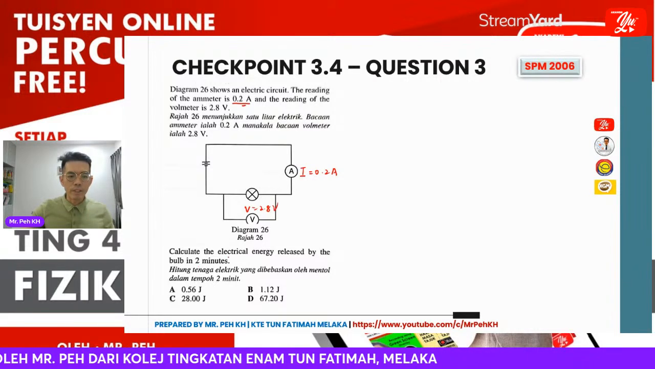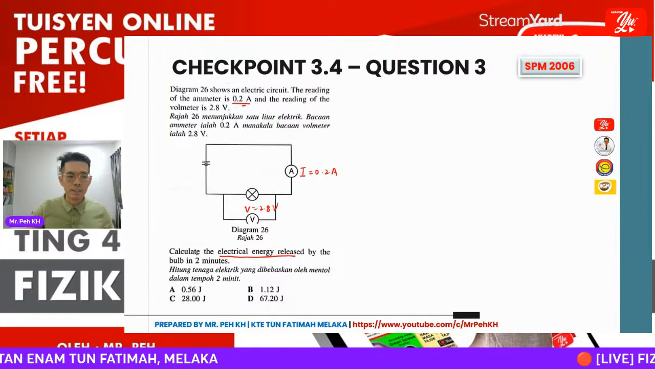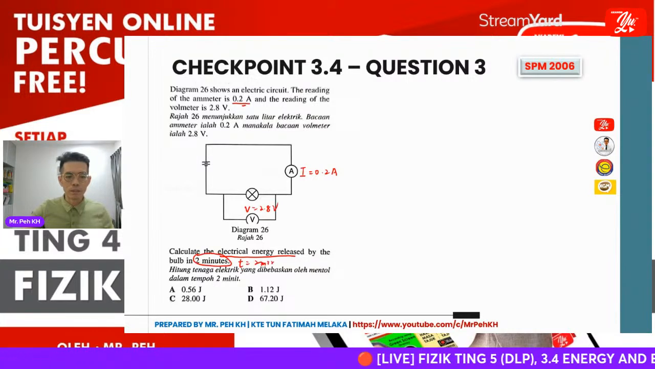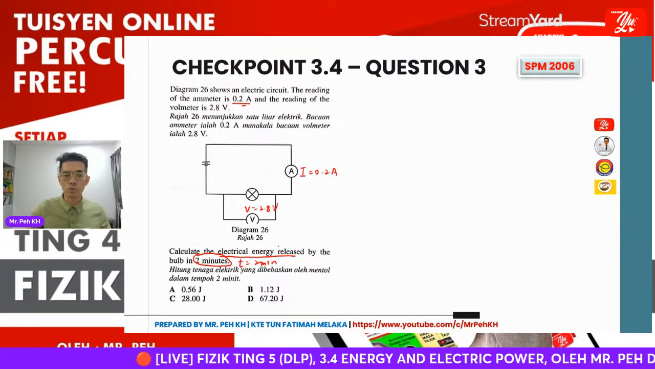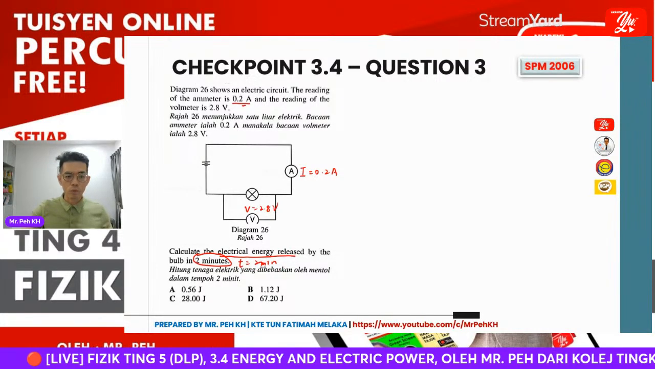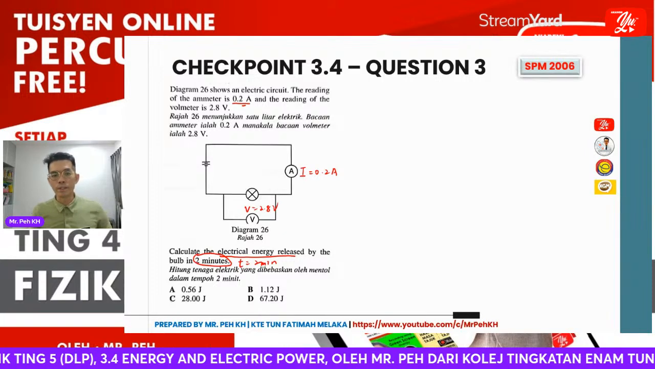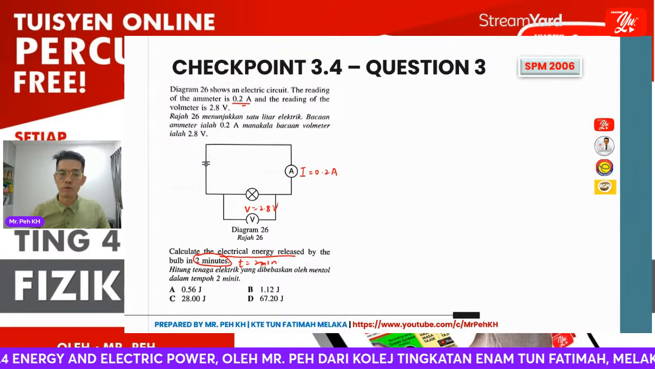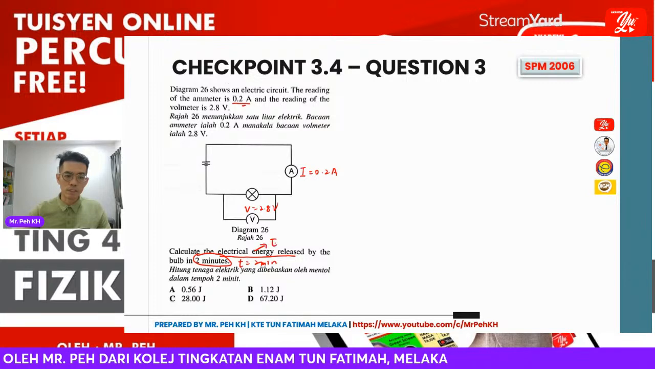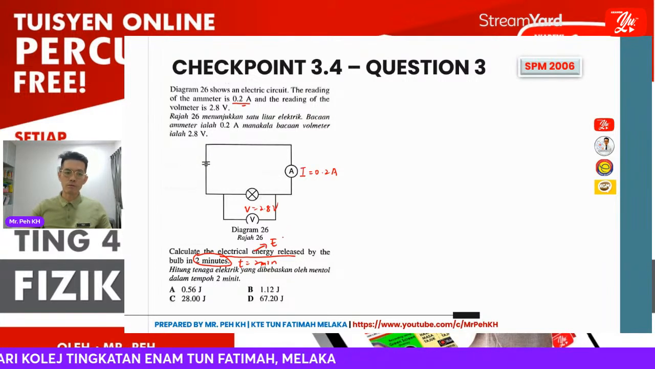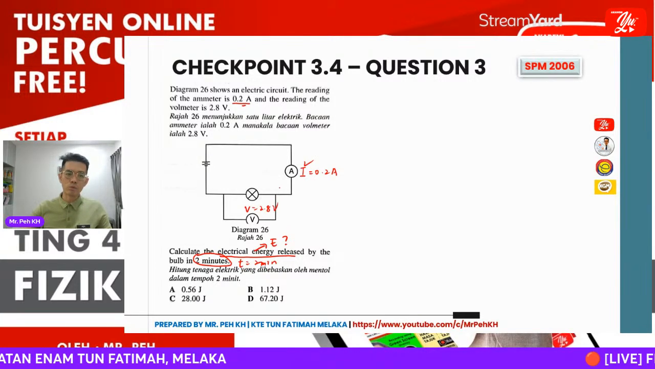Okay, so calculate the electrical energy release by the time of 2 minutes. So T will be 2 minutes. Here you have to make sure that your time is changed to SI unit. So what equation can be used to solve this problem? Electrical energy, we're using symbol E. That means we have to find E related to I, V, and T.